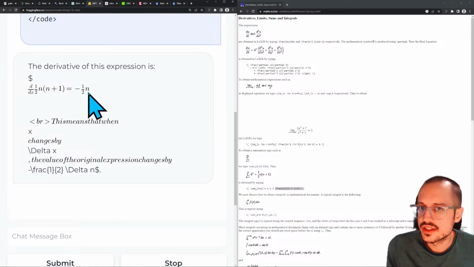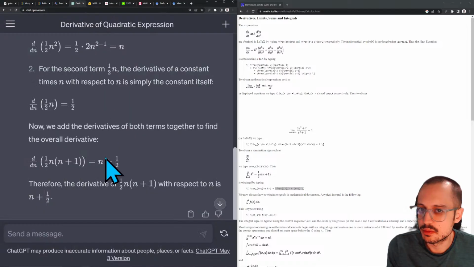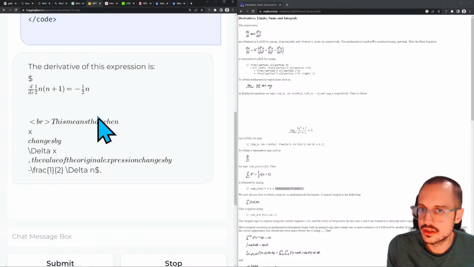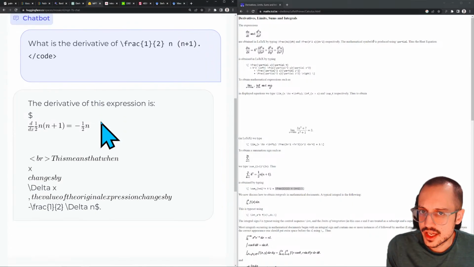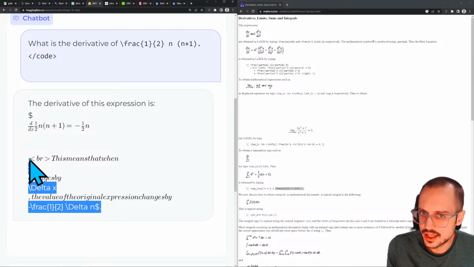The derivative is negative 1/2 n. I don't think that's correct. I think it should be plus. Yeah, so Mosaic ML does not get it correctly. It gets this negative randomly there, and it starts hallucinating some weird additional stuff here.